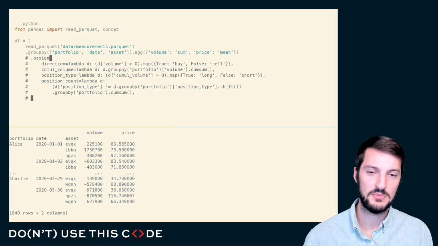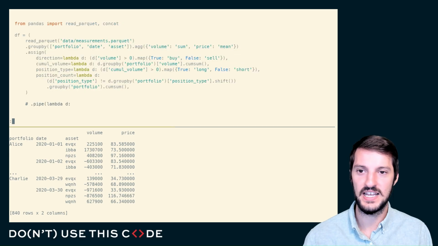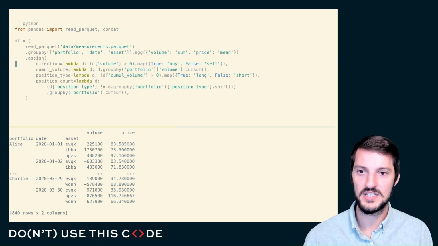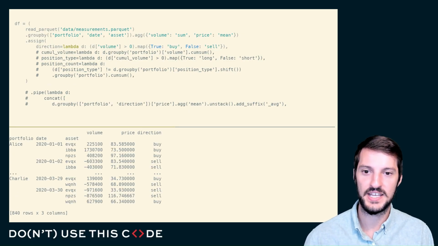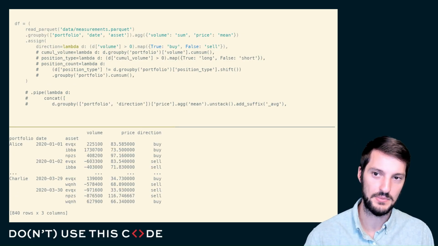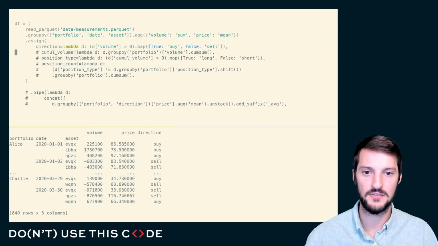The next thing that I do, I'm going to need a lot of dependent columns here. So I'm going to use .assign, and the first thing that I want to do is create a direction column. In this direction column, we're just indicating, did I buy something or did I sell something? If I traded a positive volume, then I bought something. If I traded a negative volume, then I sold something.